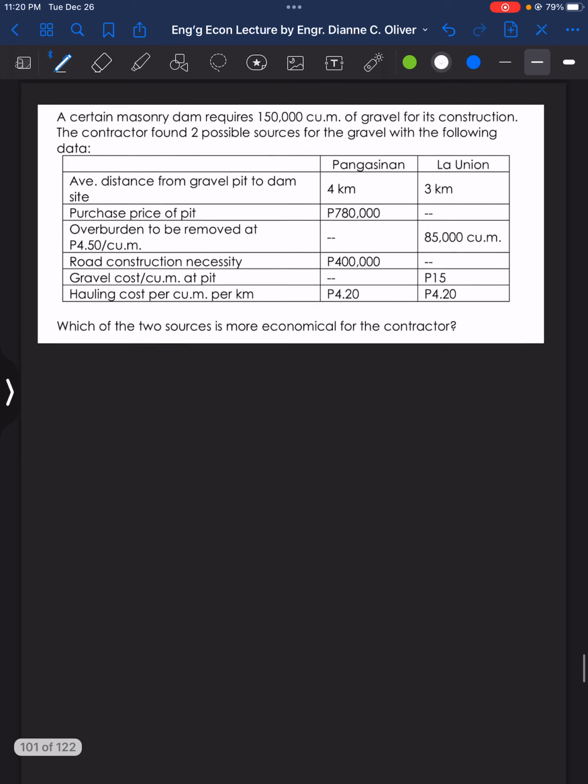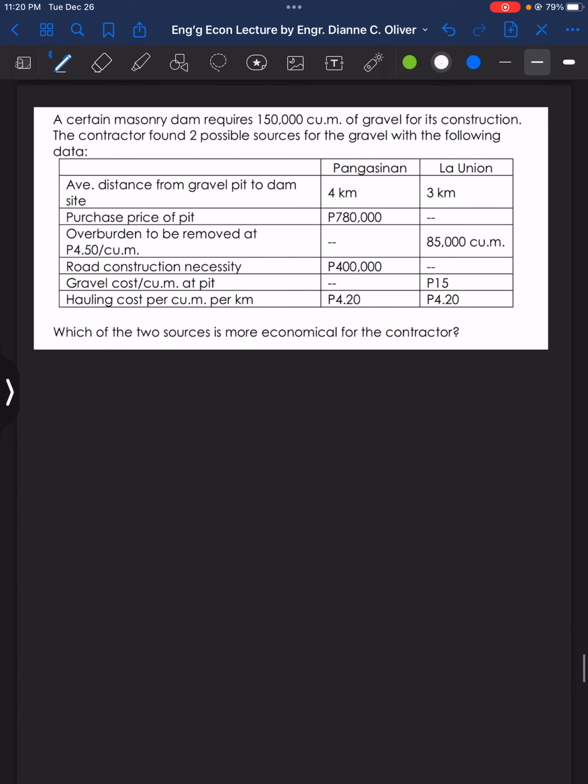Now for the last problem in this video, we have problem number 3. A certain masonry dam requires 150,000 cubic meters of gravel for its construction. The contractor found 2 possible sources for the gravel with the following data. The first one is the Pangasinan province. The average distance from the gravel pit to dam site is 4 kilometers.